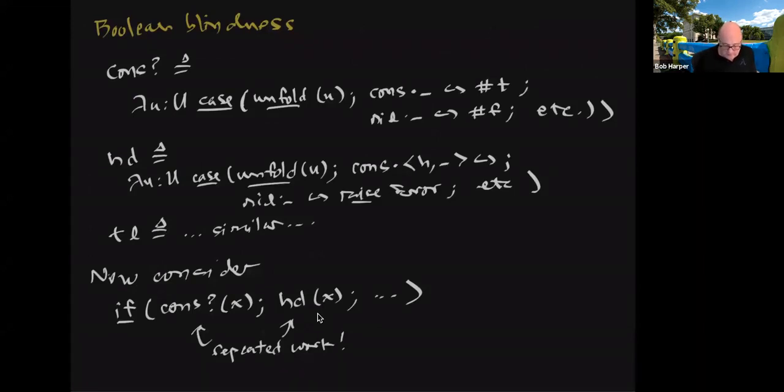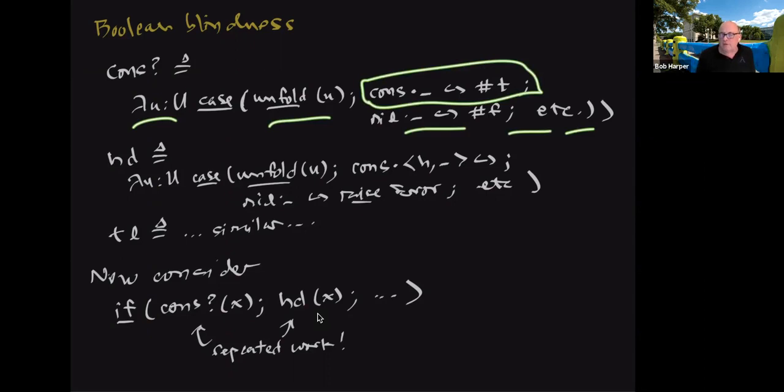Okay, so a subject came up on Slack today, this idea of Boolean blindness, which I wanted to mention. So in such languages, you have predicates like cons question mark. I use something vaguely reminiscent of Scheme notation. I've forgotten actually what they call it. Might be pair question mark, but whatever it is. So cons question mark takes in an element of the universal space, and then it unfolds it, and then it case analyzes. And if it does happen to be a cons, it says true, and then it has a whole bunch of other cases for false.